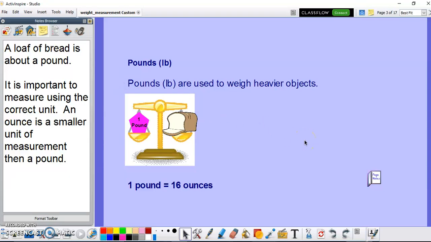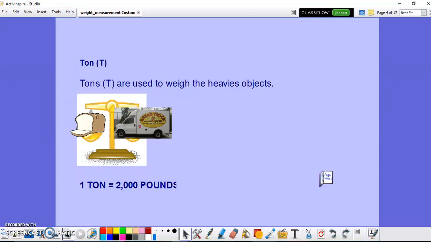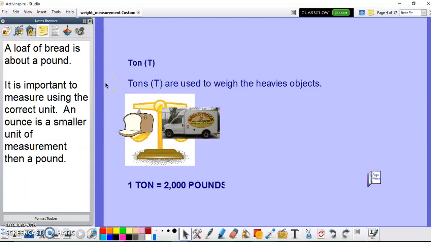And in order to determine the best unit of measurement to use, you need to understand that an ounce is small and a pound is bigger, especially when trying to determine which is smaller and which is bigger and which would be the best unit of measure to use. A ton is the largest one, the heaviest one in the United States customary system. We use this to weigh the heaviest objects. When we're talking about that, we're talking over thousands of pounds. 1 ton equals 2,000 pounds. A loaf of bread is equal to a pound.